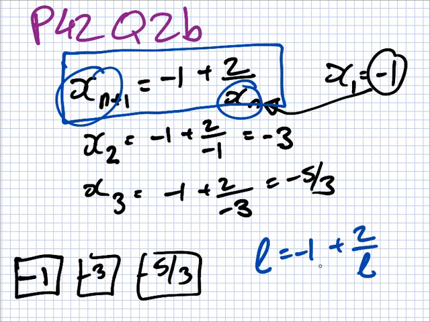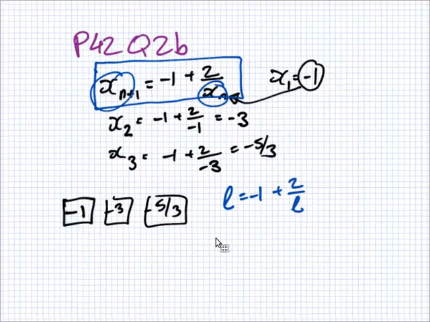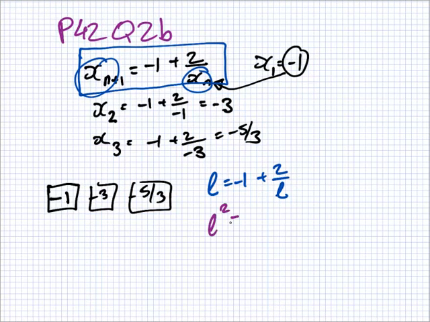What can we do first here? Bring the L to the other side, and how can we do that? We multiply by L. If I multiply everything by L here, what does the first one become? L squared. L squared equals negative L plus 2. Both of these get multiplied by L. So that's L squared plus L minus 2 equals 0.